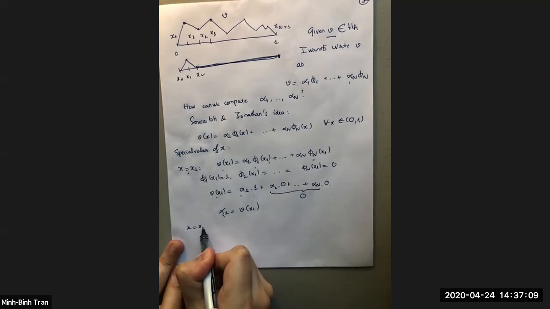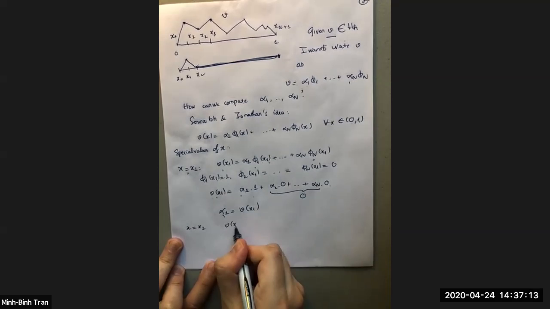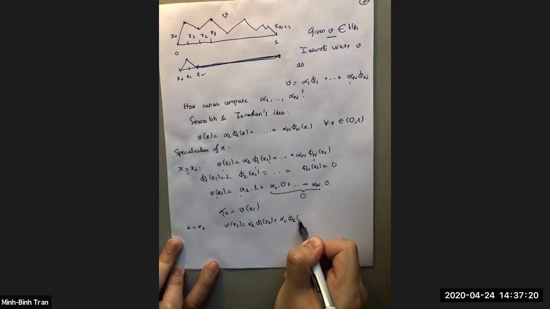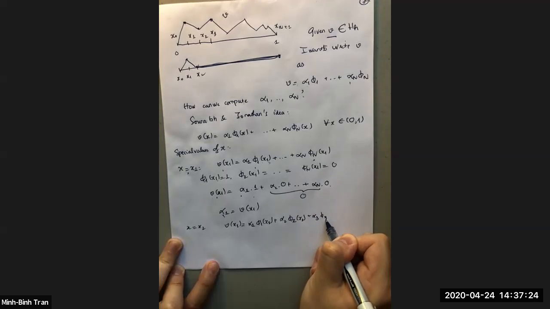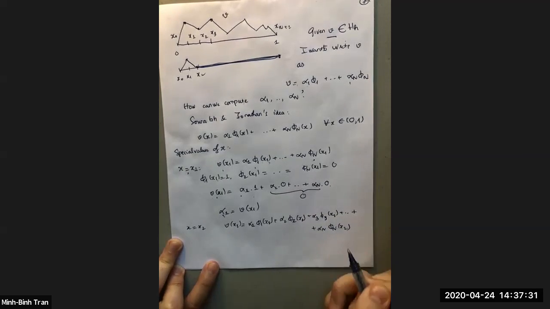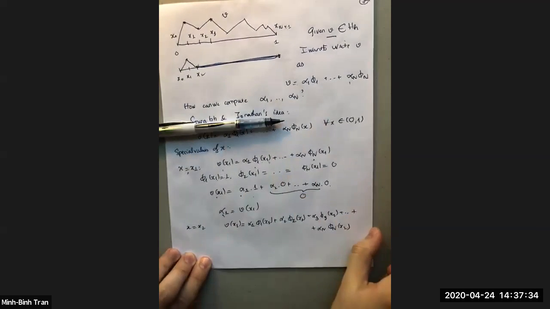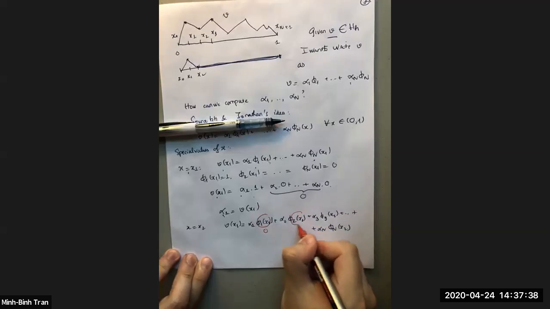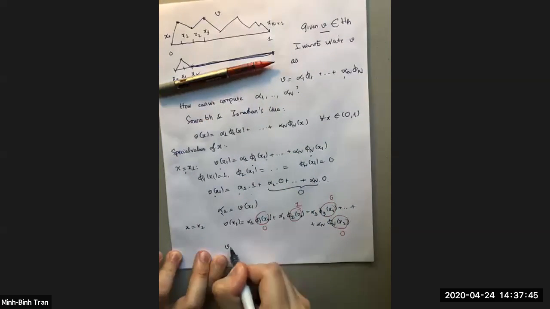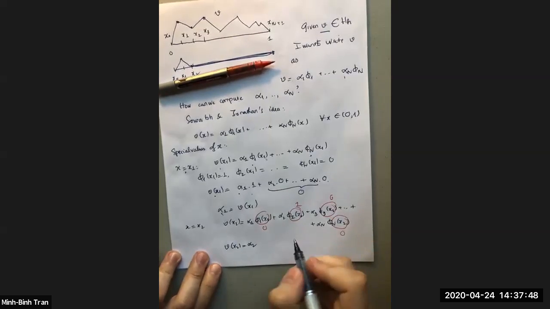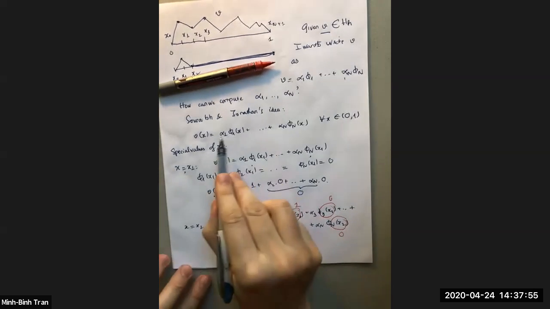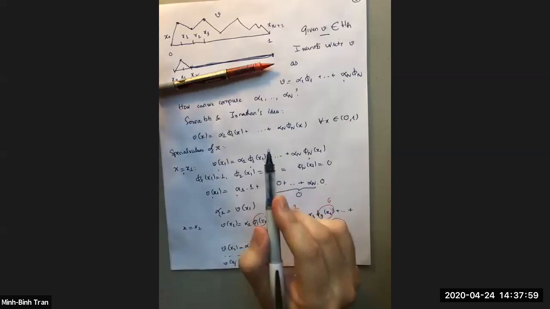Now I'm going to choose x to be the special value x2. What do I get? V of x2 is alpha 1 phi 1 of x2 plus alpha 2 phi 2 of x2 plus alpha 3 phi 3 of x2 plus alpha n phi n of x2. Again, this guy will be 0, this guy will be 1, this guy will be 0, and so on. So basically, V of x2 is alpha 2. You keep doing this, and you know that V of xj is alpha j. Then you can determine alpha 1 to alpha n, right?